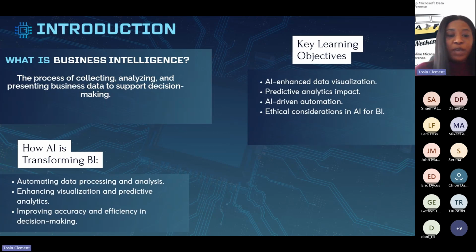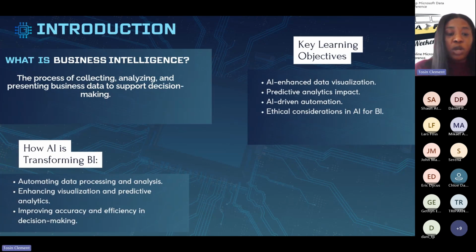Before we dive into the topic, before anything, I would like to start from the basics. What is business intelligence, right? Business intelligence is the process of collecting, analyzing, and presenting business data to support decision making. It's been a cornerstone of business strategy for decades, right? But with the rise of artificial intelligence, business intelligence is undergoing a great shift right now.